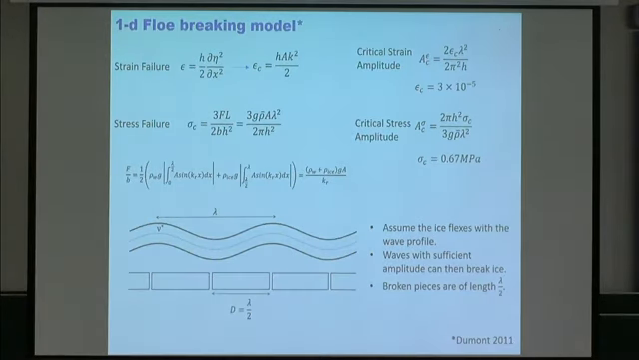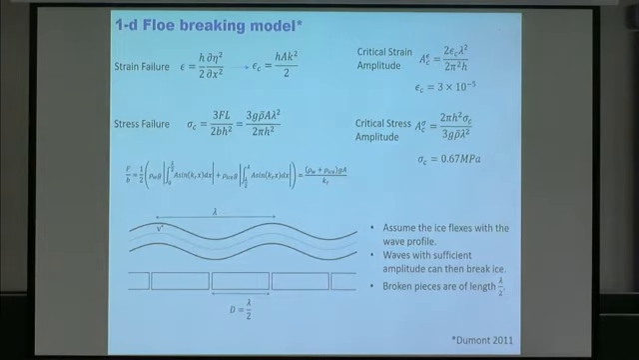And I saw this model earlier presented on Monday as well, but this is from a paper from Dumont et al. in 2011, where they just developed some criteria for failure by wave action. You have a strain failure or a stress failure if the amplitude is high enough. Those produce critical strain amplitudes and critical stress amplitudes. These two values are more or less measured. This one, though, takes into account some ice fatigue, and that goes back to a paper that you worked on, Pat, I believe.